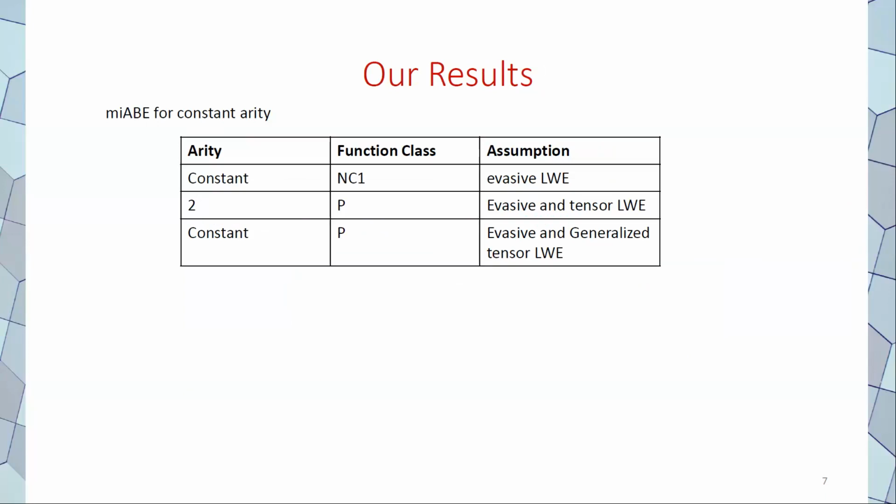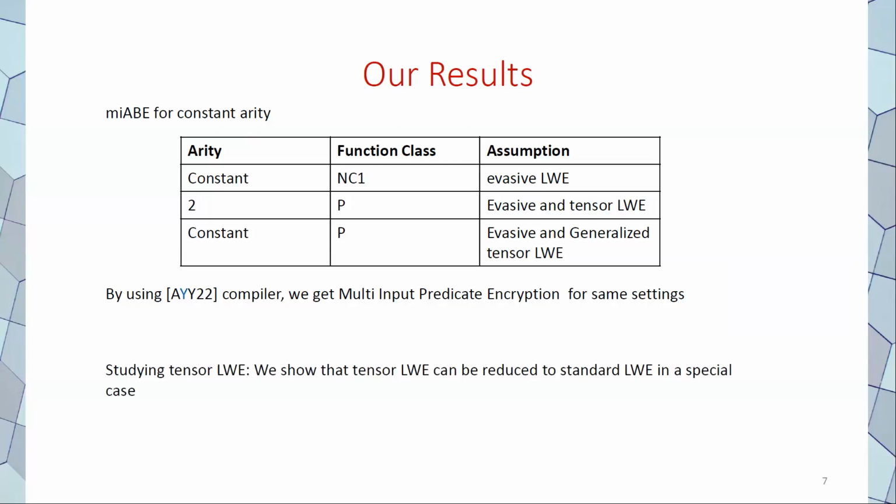This I already talked about. We construct constant input multi-input ABE for NC1 class circuits. By using a compiler from Agrawal et al. that takes any constant input ABE and gives us constant input predicate encryption, we get a multi-input or constant input predicate encryption in these settings. In our paper, we also study the tensor LWE assumption, and we showed that tensor LWE can in fact be reduced to standard LWE in certain settings. This gives us more insight into the assumption.